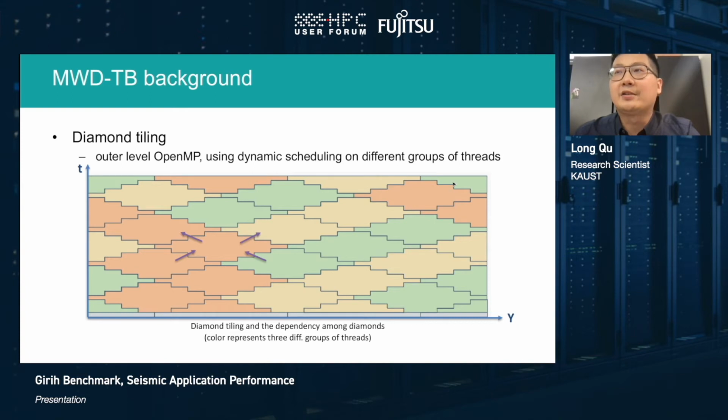As diamond tiling is used in the outer dimension in our case, we use a 2-level nested OpenMP and dynamic scheduling of the computation of different diamond tiles with different groups of threads. This gives flexibility in terms of assigning parallel resources, since one can choose the size of the thread group and the number of thread groups that compute simultaneously.